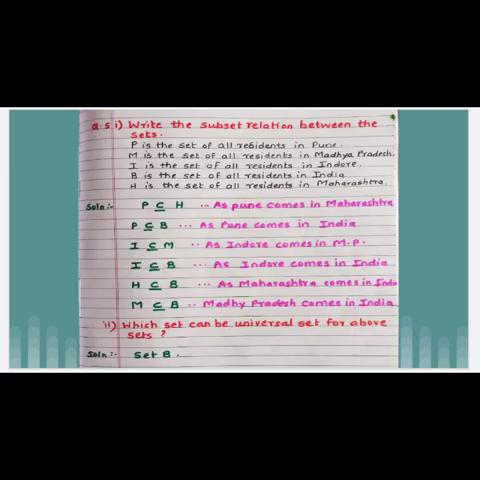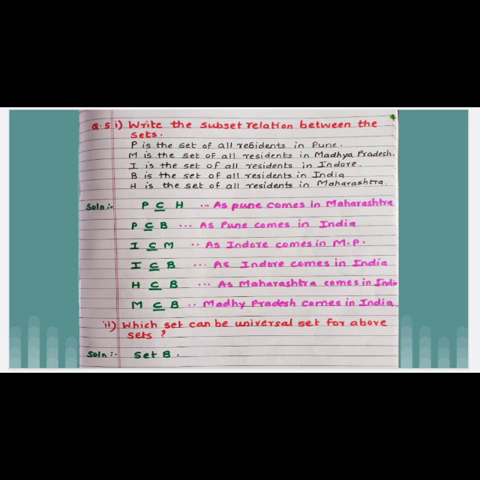Okay. Next, question number 5. Write the subset relation between the sets. Here they have given some sets. Set P, which is the residents of Pune. Set M, which is the residents of Madhya Pradesh. Set I is the residents of Indore. Set B is the residents of India. And set H is the residents of Maharashtra. Now from this information we have to write down the subset relation.